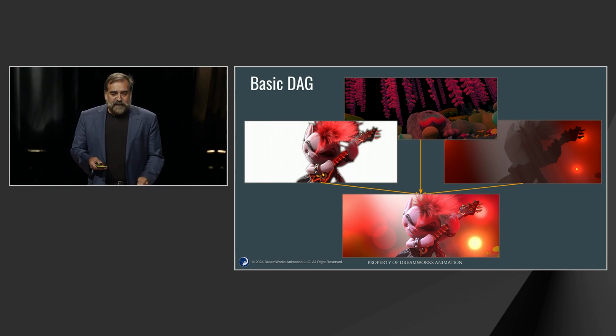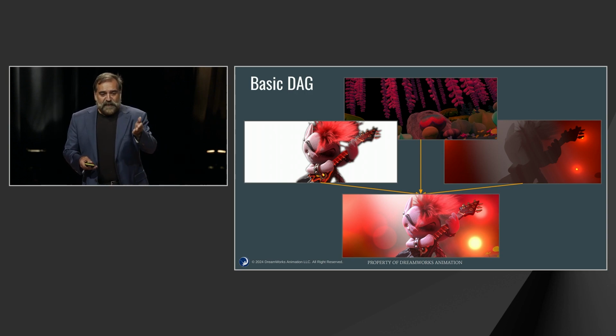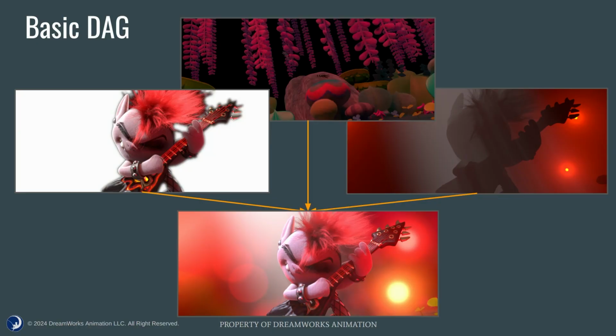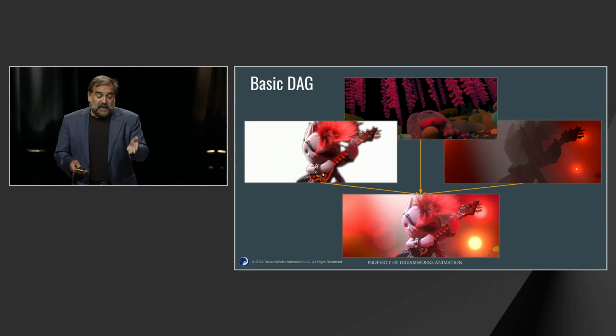It's a very simplified example, but you'll see the troll is the character, and then the environment and the background atmosphere environment get rendered separately and then get assembled in a compositing pass. And that's really important for our filmmaking process. And this is actually a very simplified example.